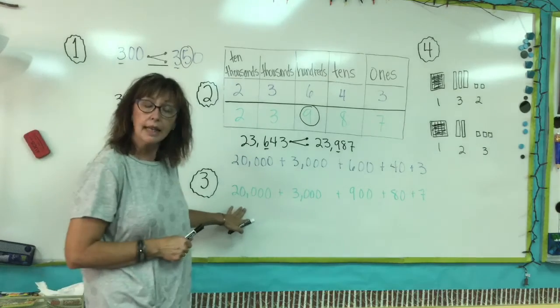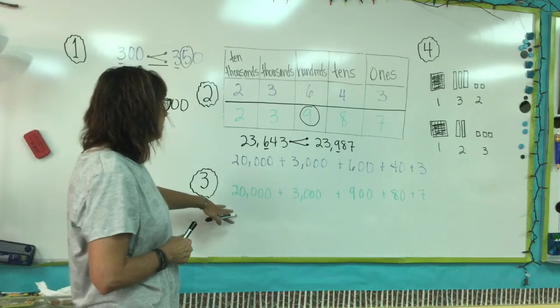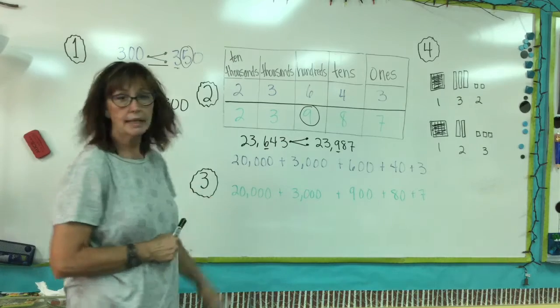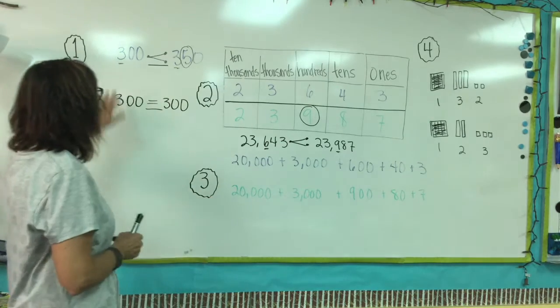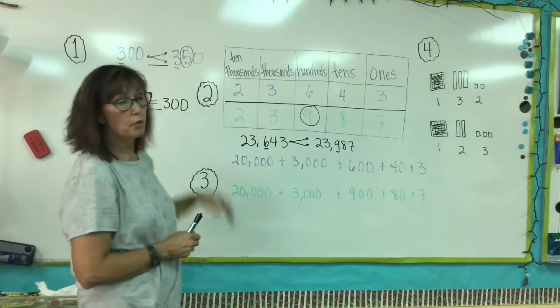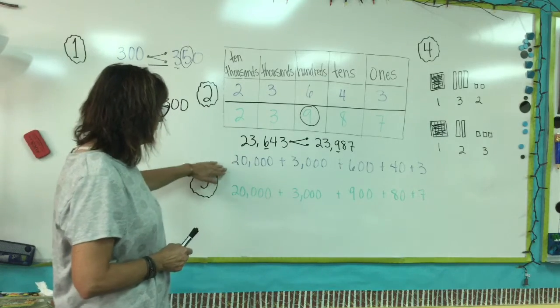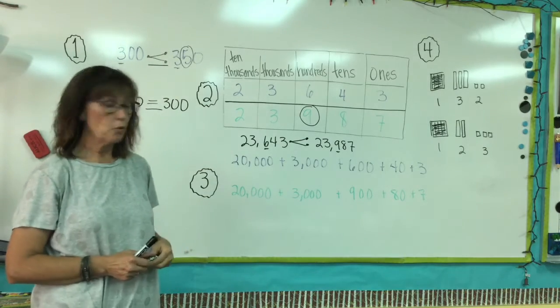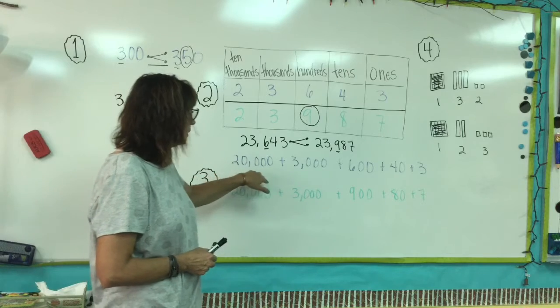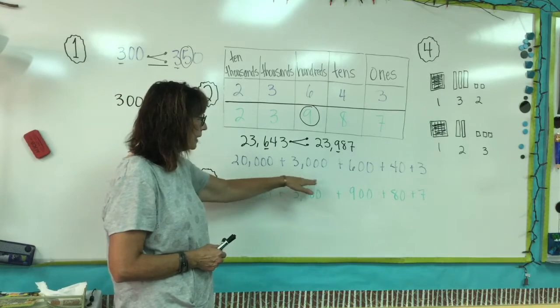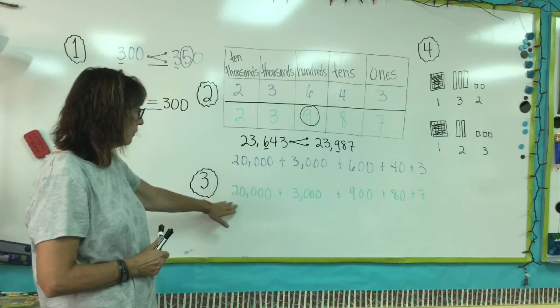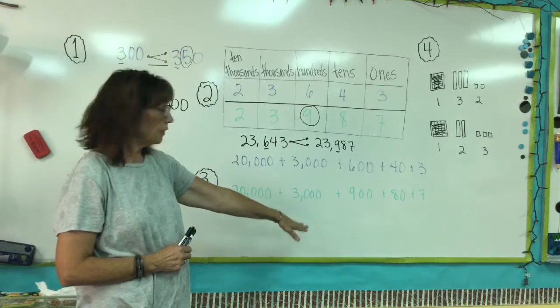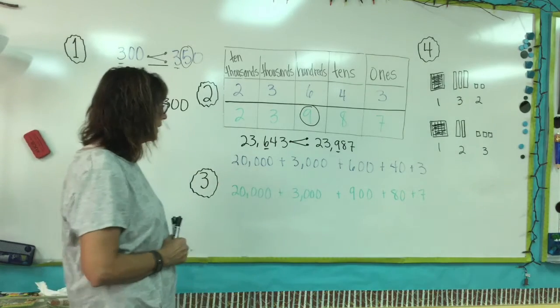All right, the next model shows numbers that are written in expanded form. Now we've been using standard form with the numbers that we've already previously looked at. So let's look at these numbers that are written in expanded form. We've got 23,643. And here we have 23,987. They're written in expanded form.